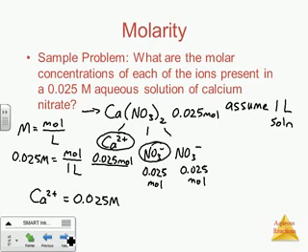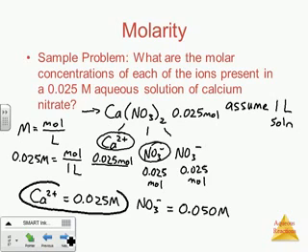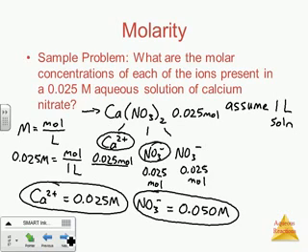And then the NO3 minus here, well, that's a little different because we actually have 2 of those. And so the moles of that is going to be 0.050, which means the concentration is also 0.050 because we have 0.050 moles for every 1 liter. And so when this thing splits apart in solution, that's going to be the concentration of our ions.